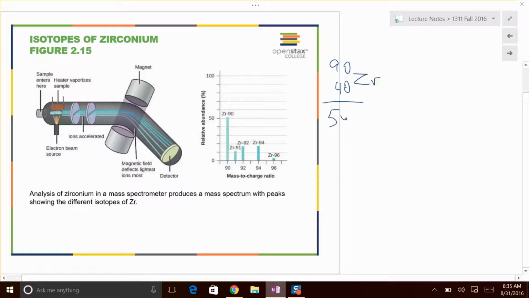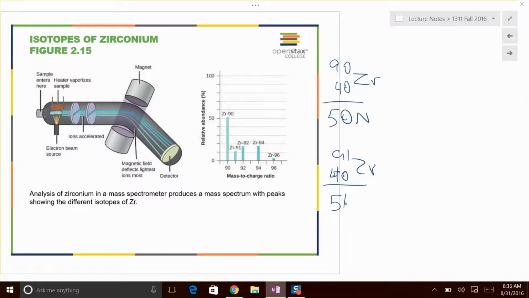So if I'm zirconium 90, how many neutrons do I have? 50 neutrons. If I am zirconium 91, how many neutrons do I have? 51. I have one more, right? I went from 90 to 91. 52, 54, 56. Right? It's the number of neutrons that's changing.